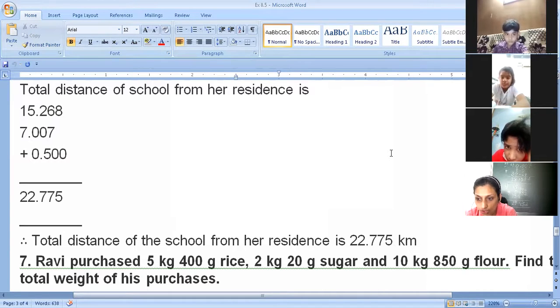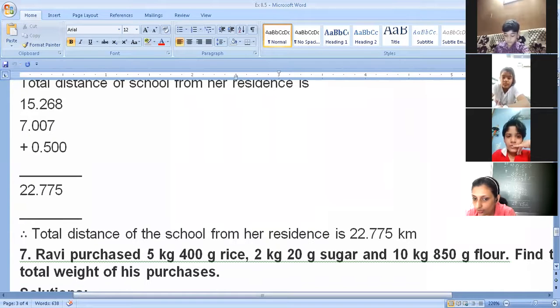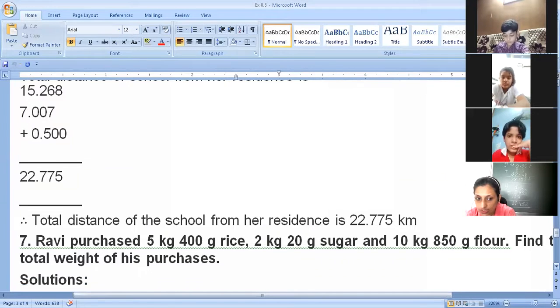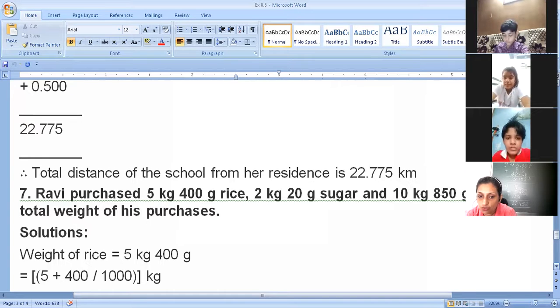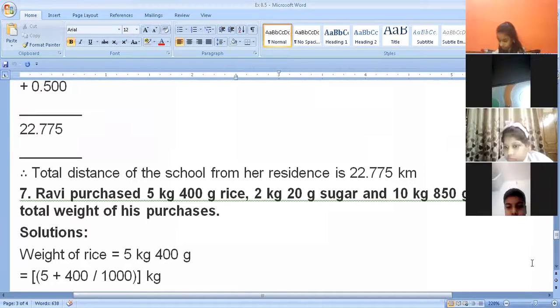So 1 kg is equal to how many grams? 1000 grams. So we are going to divide here with 1000. So 5 kg, 400 grams. So 400 gram will be divided with 1000 gram. So when you change into decimal, what will be the answer? 5 kg, 400 grams. When we change into decimal form, what will be the answer?